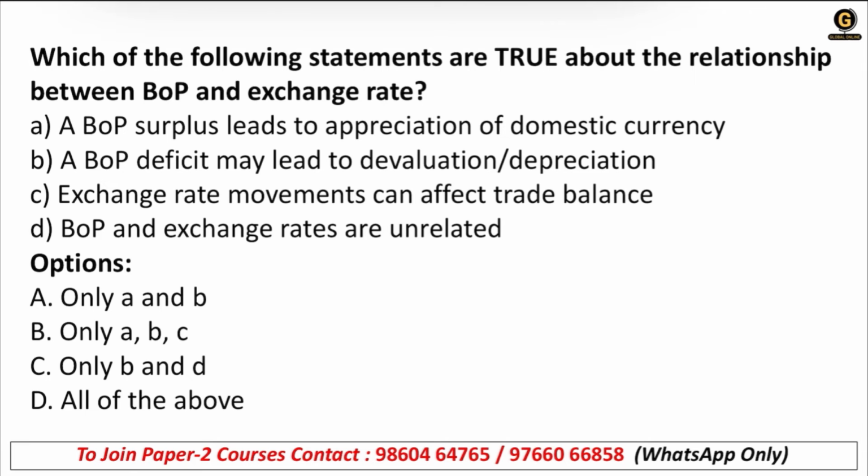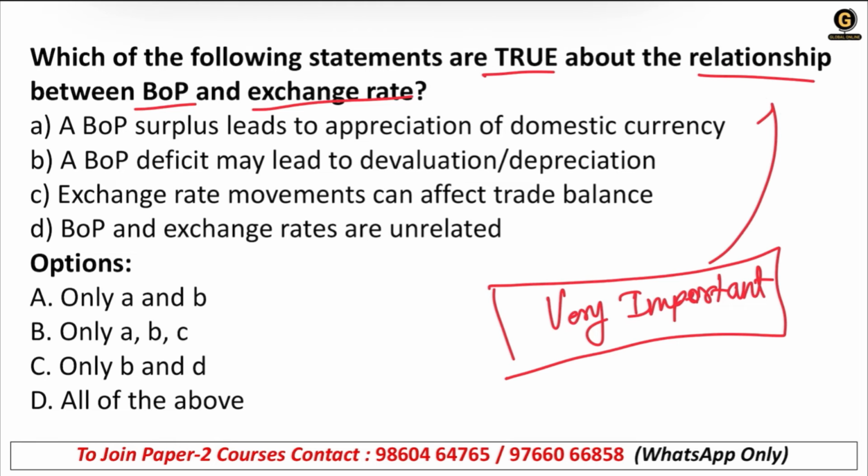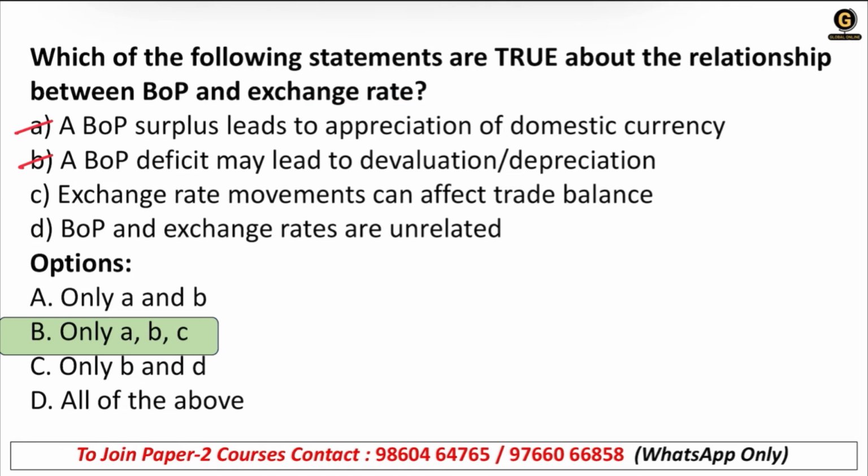Which of the following statements are true about the relationship between BOP and exchange rate? Very important question. A, BOP surplus leads to appreciation of a domestic currency. B, a BOP deficit may lead to devaluation or depreciation. C, exchange rate movements can affect trade balance. And D, BOP and exchange rates are unrelated. Options are: A and B only, A, B, C, B and D only, or all of the above. So the right answer is option A, B, C only.